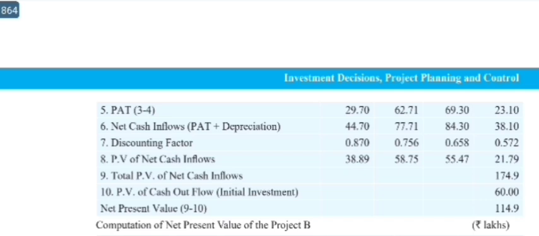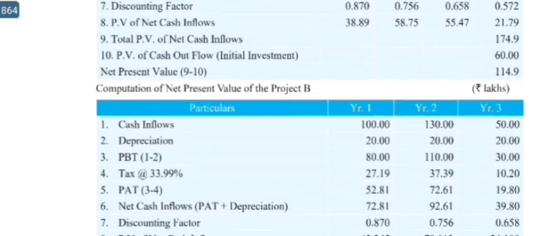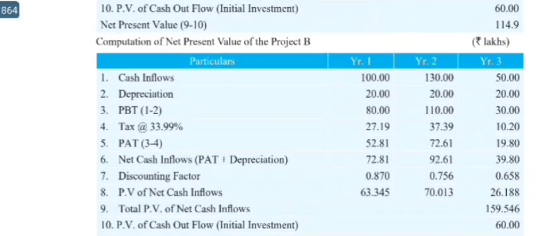Cash outflow occurs in the initial period, that is the current period, so we need not find the present value. So the present value of cash outflow is the same as the cost of investment, which is given in the question. So net present value is equal to present value of cash inflow minus present value of cash outflow. Similarly, we have to find the net present value for project B also.